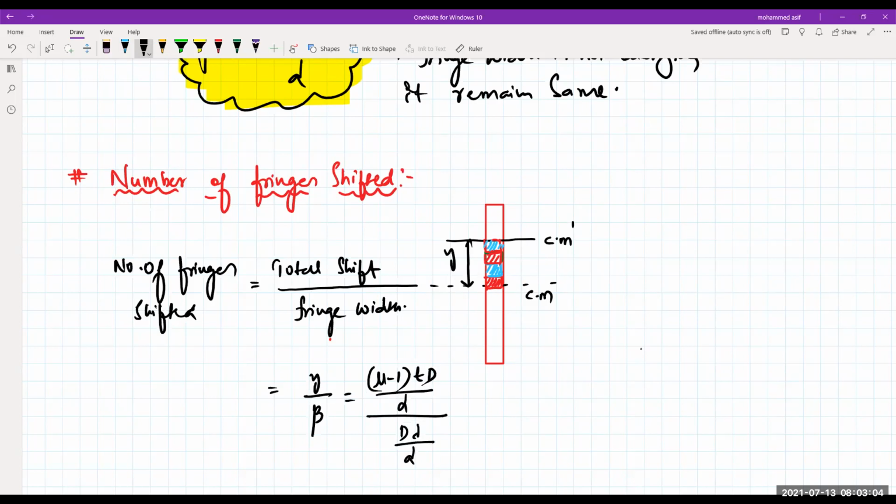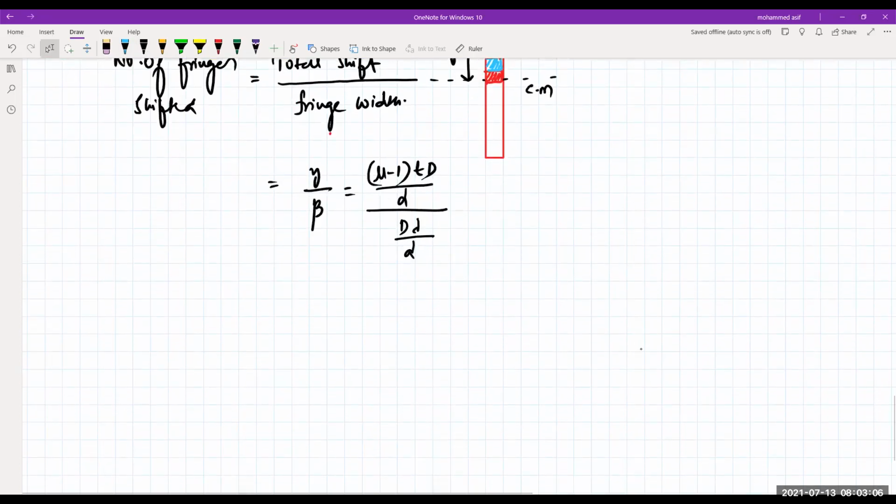Yes, sir. So if I simplify this, what am I getting right now? This d and this d will get cancelled. Capital D and capital D also will get cancelled in this one. Let me write here. So it is mu minus 1 into thickness t into capital D divided by small d, into small d divided by capital D into lambda. So this capital D will get cancelled.